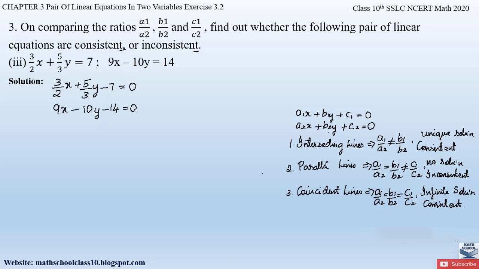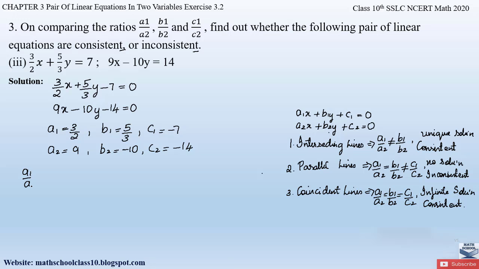Now let us find out the coefficients A1, B1, C1 and A2, B2, C2, comparing with the general form of the linear pair of equations. From the first equation, the coefficient of x is A1 equal to 3 by 2. Similarly, B1, coefficient of y, is 5 by 3 and the constant C1 is minus 7. Similarly, from the second equation, A2 is 9, B2 is minus 10 and C2 is equal to minus 14. Now let us write down the ratios.